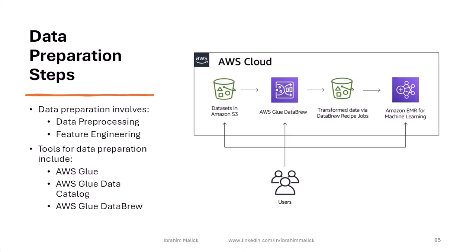After that, you do feature engineering. Feature engineering is basically selecting relevant features and creating new ones to enhance model accuracy, right? So the tools for preparation would include AWS Glue, which is a fully managed ETL service for data discovery and preparation. Or AWS Glue Data Catalog, which manages metadata for data stored across multiple sources. Or AWS Glue DataBrew, a visual data preparation tool for cleaning and transforming data.